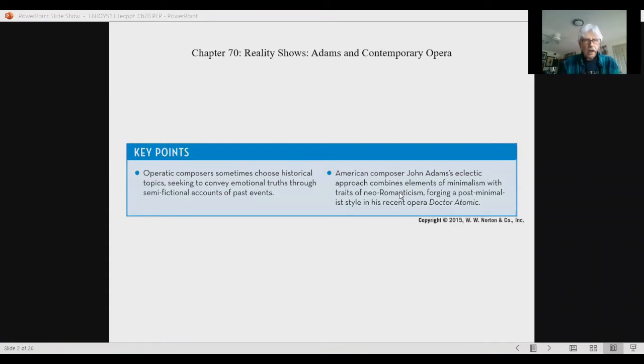Key points. Operatic composers sometimes choose historical topics seeking to convey emotional truths through semi-fictional accounts of past events. American composer John Adams' eclectic approach. Do you know what eclectic means?